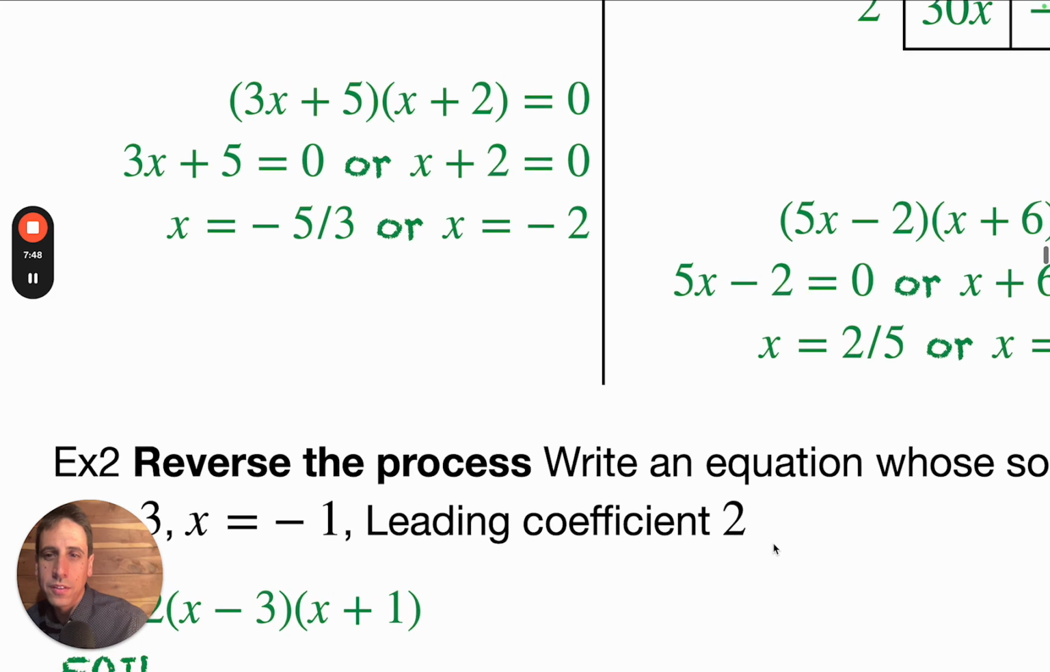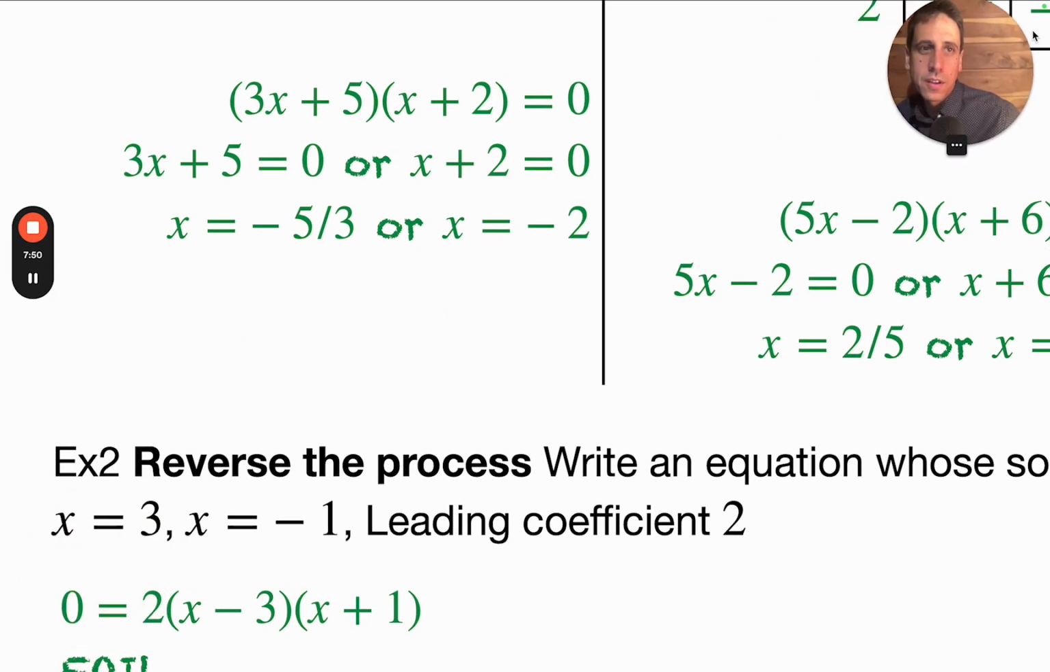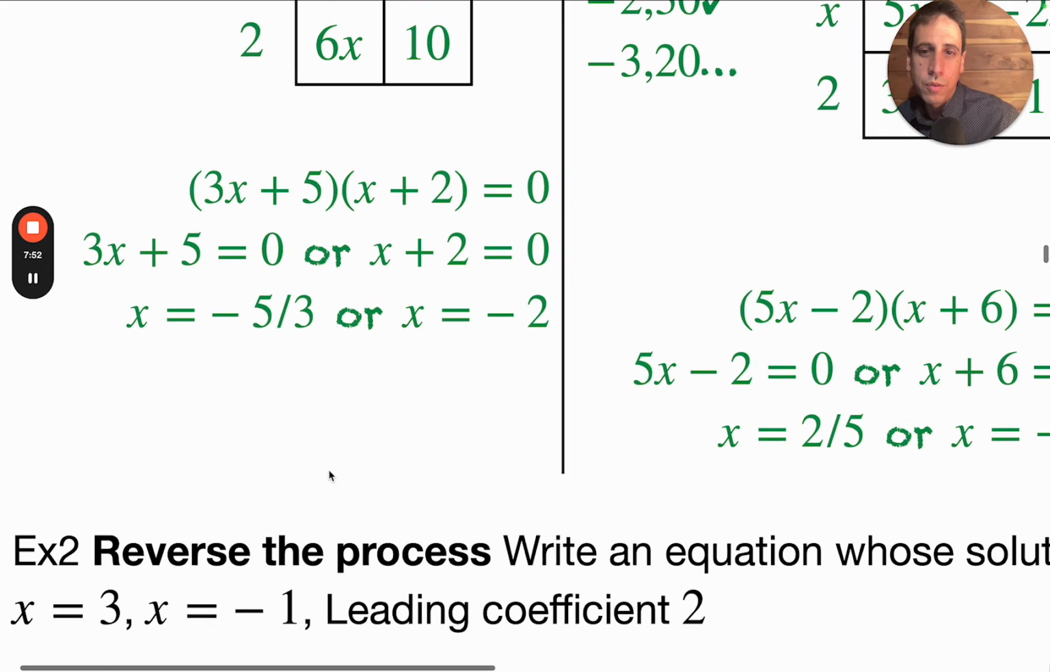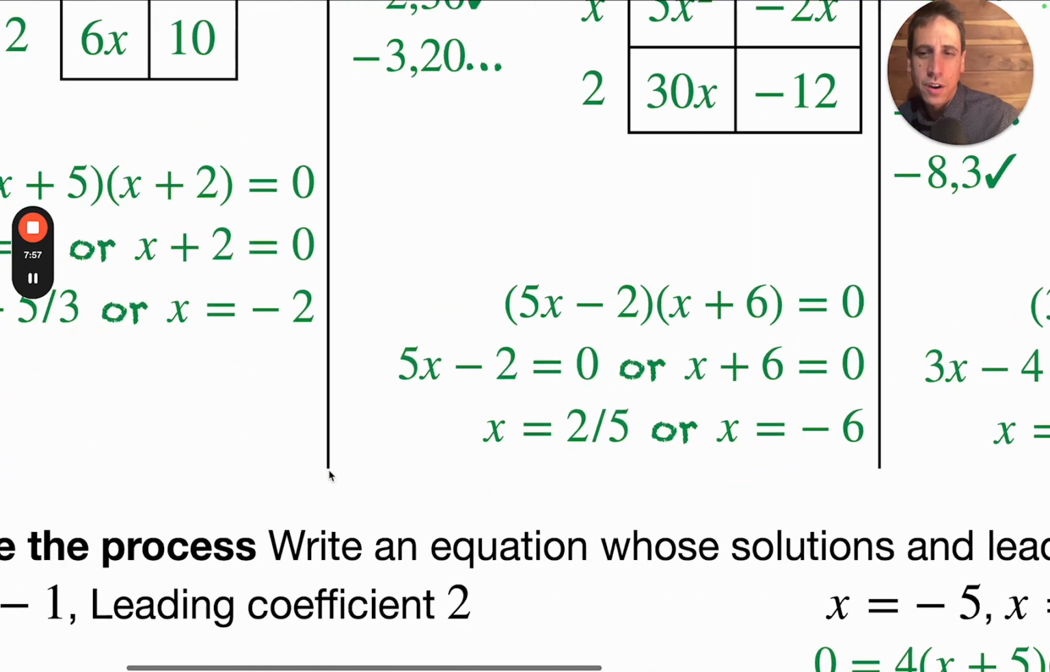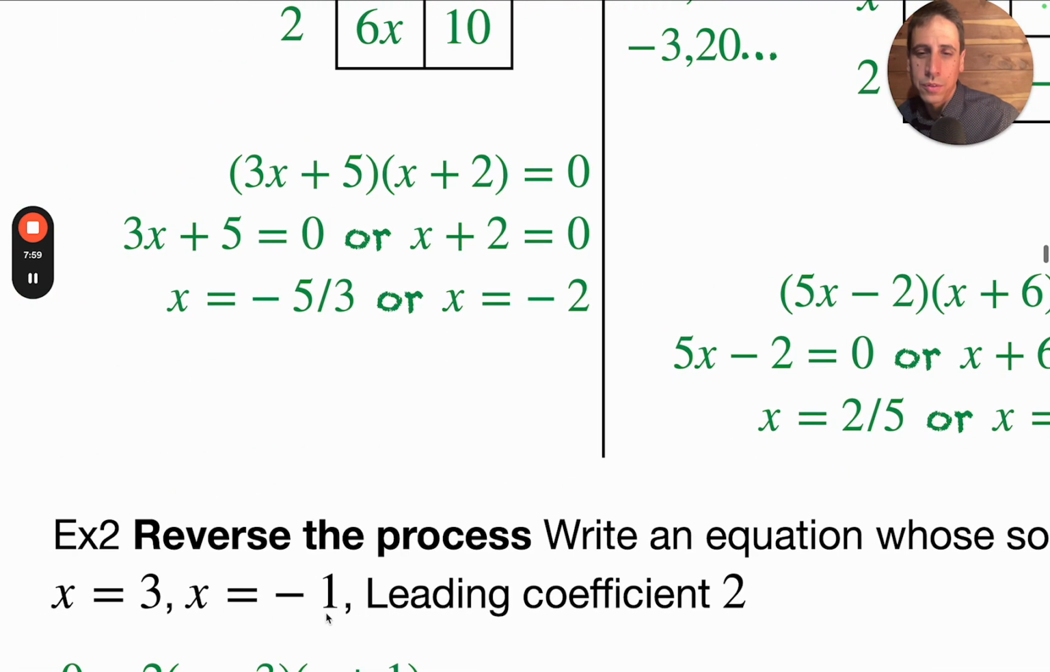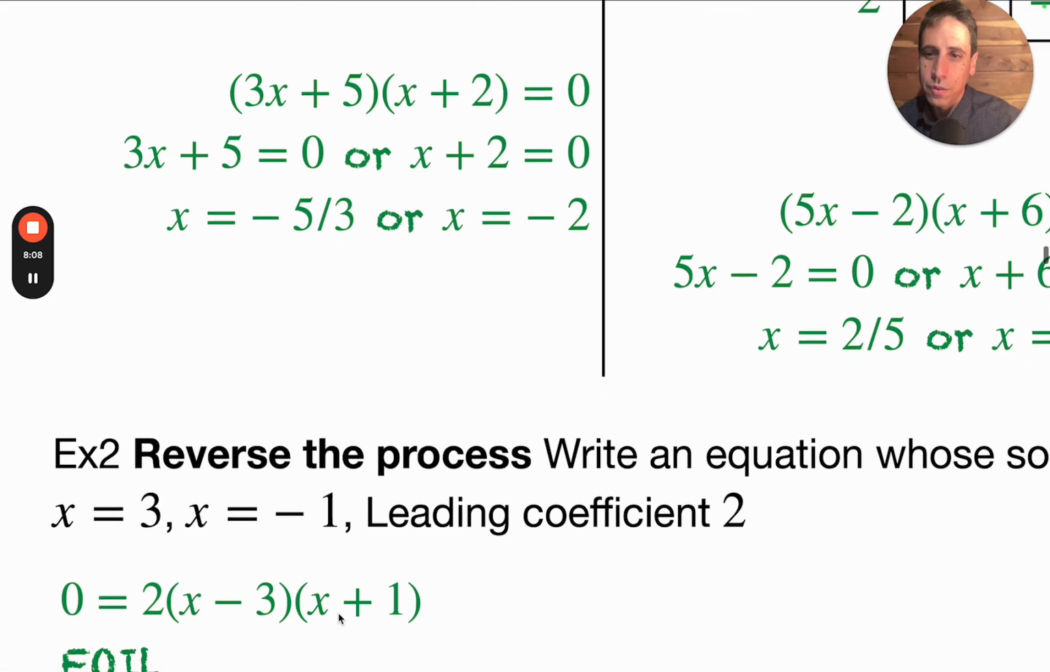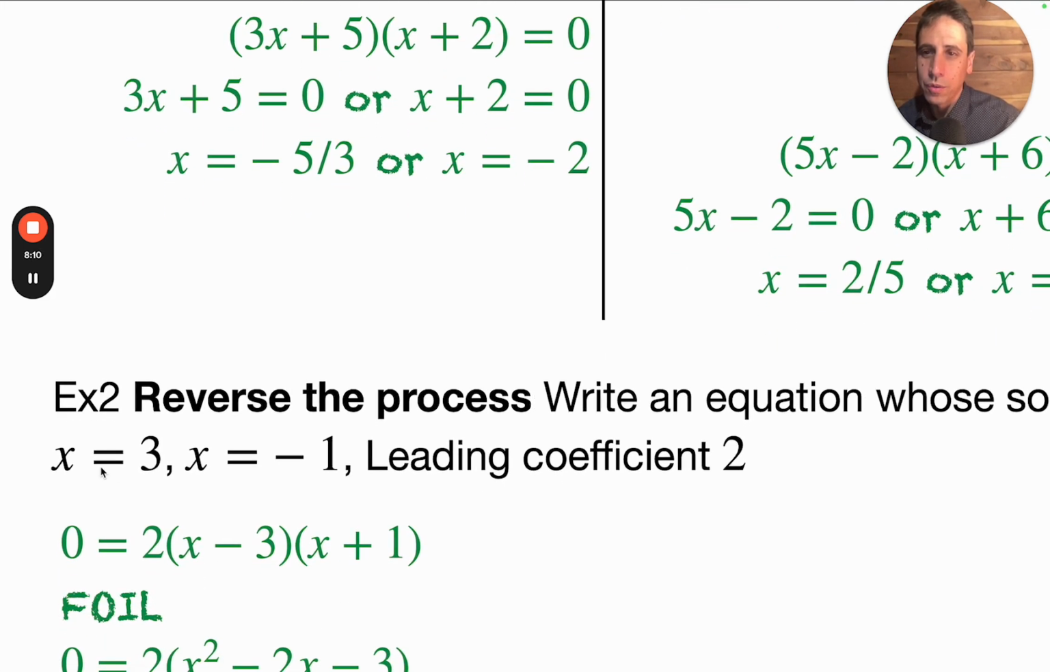Let's reverse the process. We did this before. Write an equation whose solutions and leading coefficient are given by x equals 3 and x equals negative 1, with a leading coefficient of 2. Well, we've seen this before in last class with just x equals 3 and x equals negative 1. What you have to do is unsolve it, so subtract 3 from both sides and add 1 to both sides. You get x minus 3 equals 0 and x plus 1 equals 0.